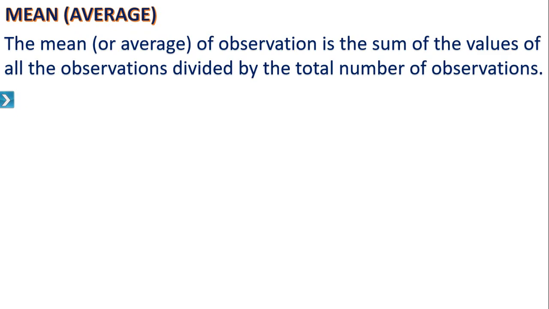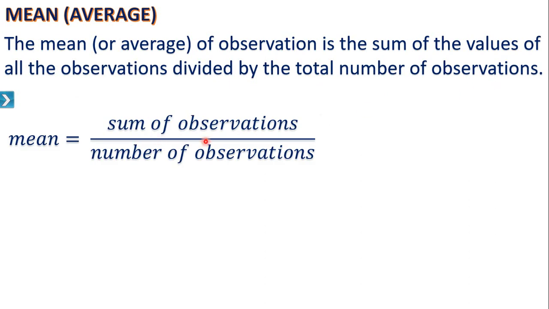What do you mean by mean or average? The mean of observations is the sum of the values of all the observations divided by the total number of observations. Sum of the observations divided by the total number of observations is called mean or average. That is, mean is equal to sum of observations divided by number of observations. This you have studied in 9th standard. And you know to find the mean for ungrouped data. Now, let us recall it.